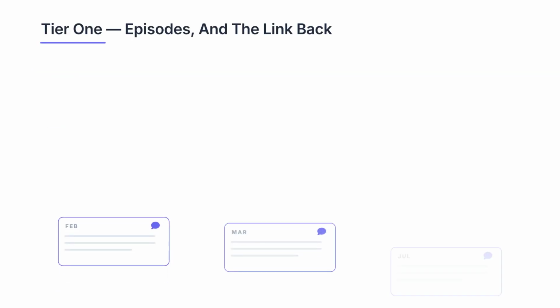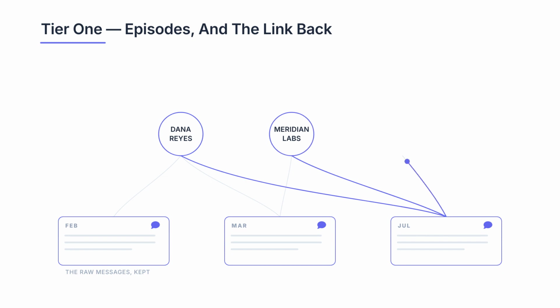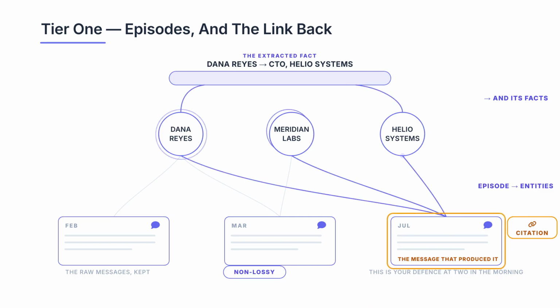Why keep the raw messages at all once you have extracted the facts? Because extraction is lossy, and the paper is blunt about it. Episodes are a non-lossy data store. And the links run both ways. From a fact, you can walk back to the exact message that produced it. That is your citation. And at 2 in the morning, that is your defense. From an episode, you can walk forward to every entity it touched. Nothing in here is a dead end.